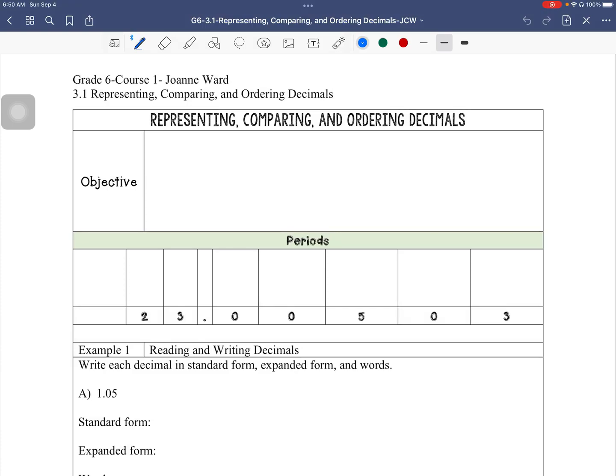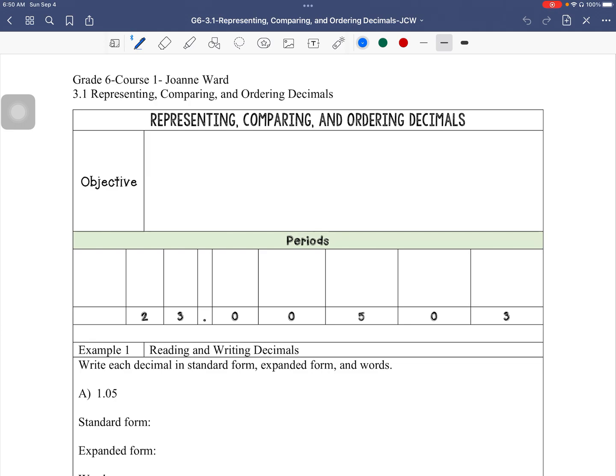Okay, so grade 6, 3.1, I want to talk about representing, comparing, and ordering decimals. So how are we going to order decimals? Let's start by using the place value chart, and then let's write down our learning objective first.